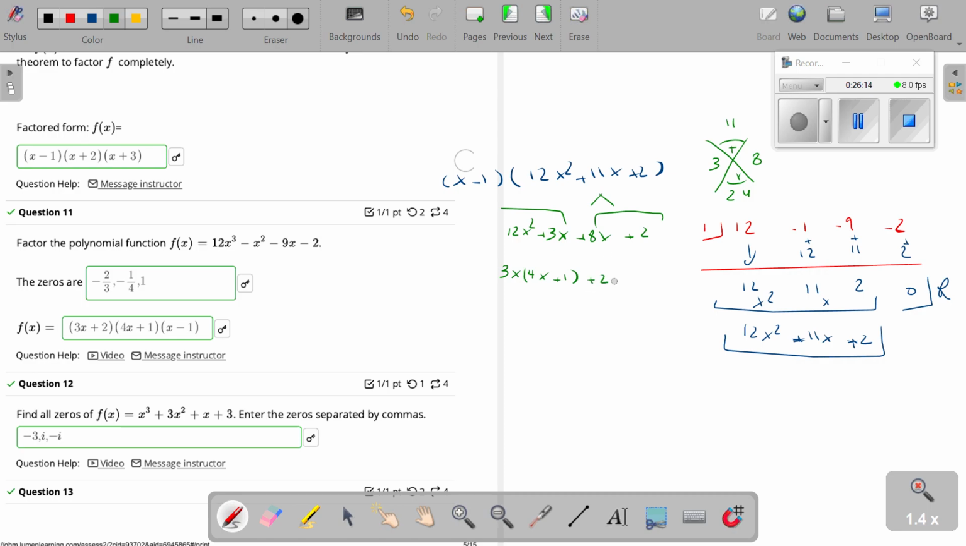Second group, they have 2 in common. So when I factor 2 out of this one, I will have 4x left, and this one I have 1 left. Now, 4x plus 1 is the common term. You factor this out, and from the first one, you're going to have 3x left. The second one, you have 2 left. And the first factor was x minus 1 already. So this is the factored form of my polynomial.